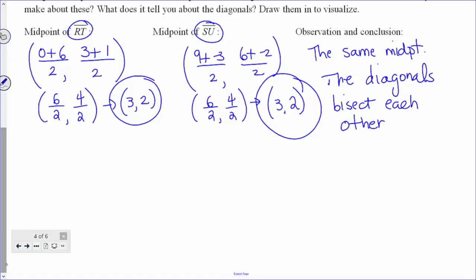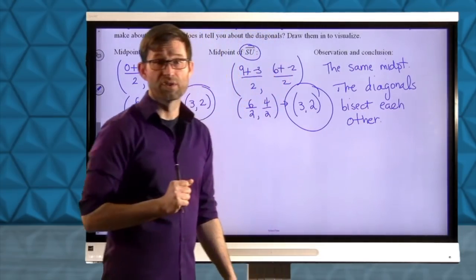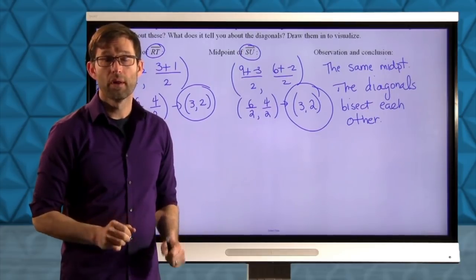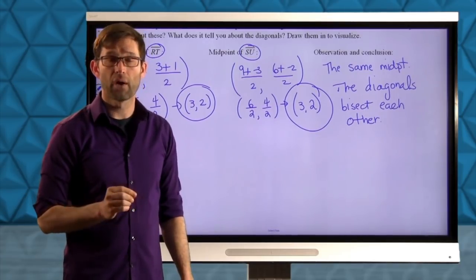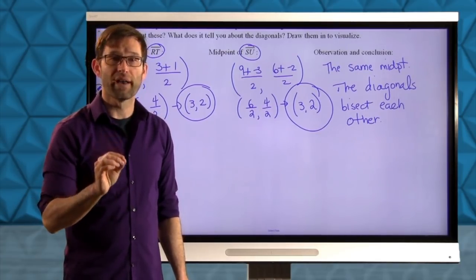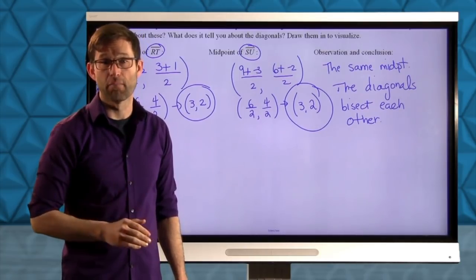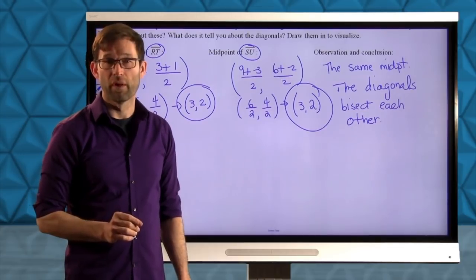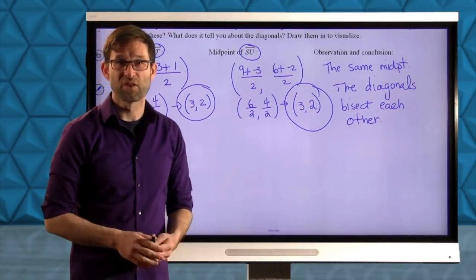And what's fascinating is they always do. It's another property of parallelograms that's quite important, the fact that the diagonals of a parallelogram will always bisect each other, which means they have the same midpoint. Now, we haven't proven that yet, but we will in the next exercise. So let's go ahead and take a look at it.